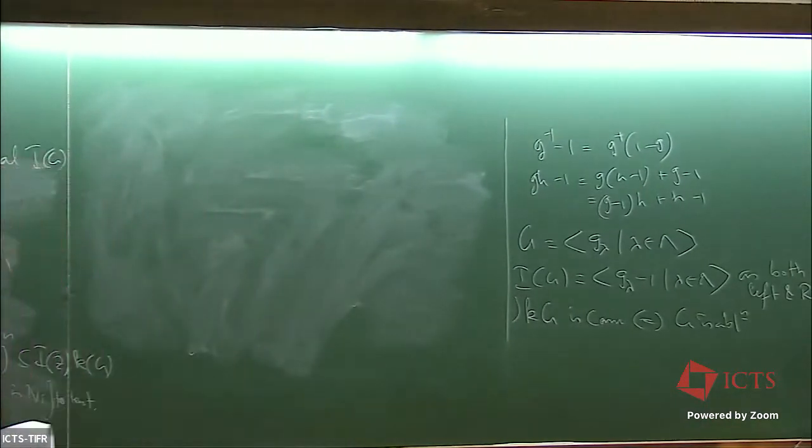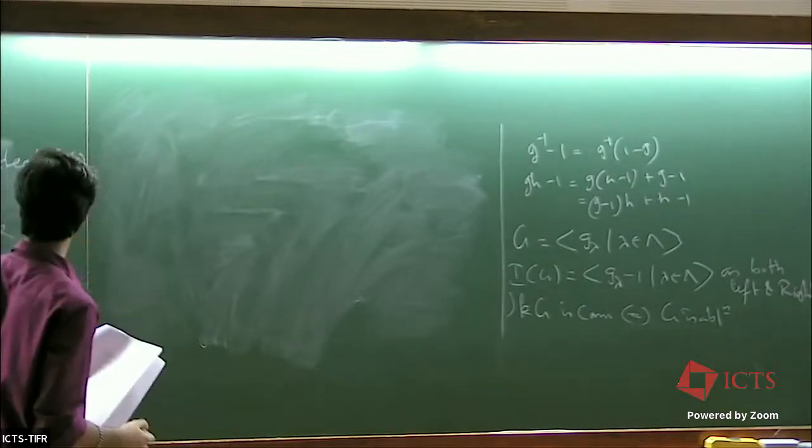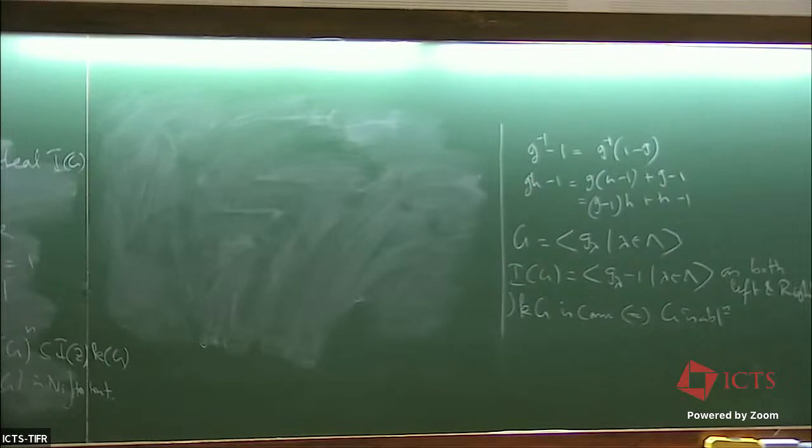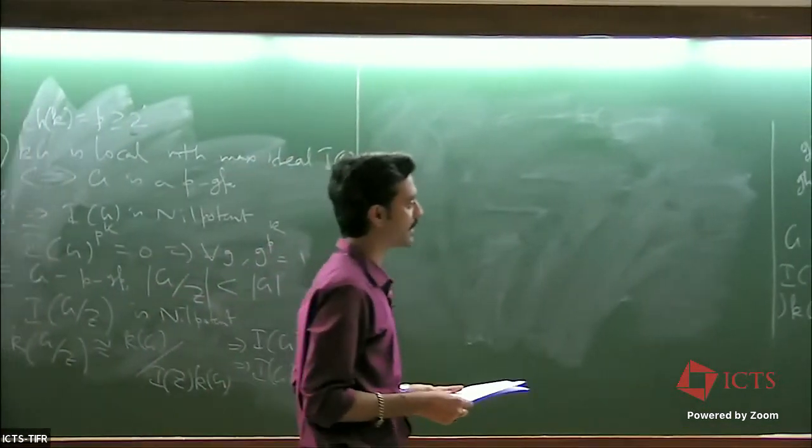Okay, so this one, this is because of the assumption IG is nil. Okay, fine. Sorry. Here I have assumed the characteristic of K to be greater than or equal to 2, and that is denoted by P. That was a mistake. Sorry. Okay. So as I have remarked earlier, KG is commutative if and only if G is abelian.